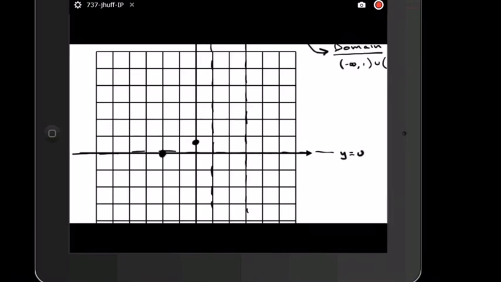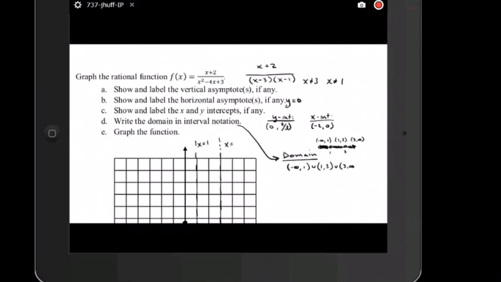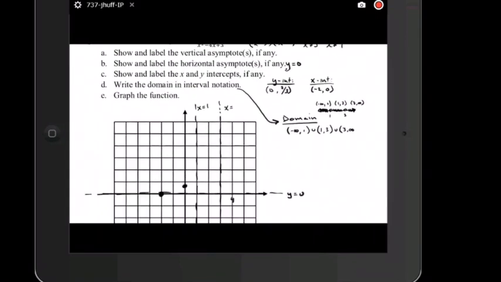So if you plug in x equals 4, 4 plus 2 is 6. 4 minus 3 is 1. 4 minus 1 is 3. So 6 divided by 3 is 2. When you plug in a 4, we got a 2 out of that: (4, 2). What that tells us is that piece of the graph looks like that.